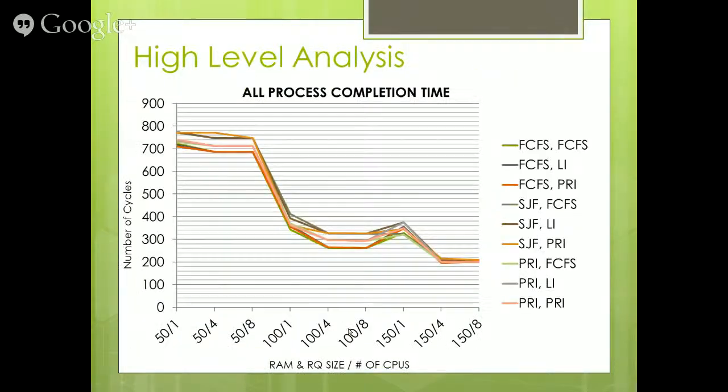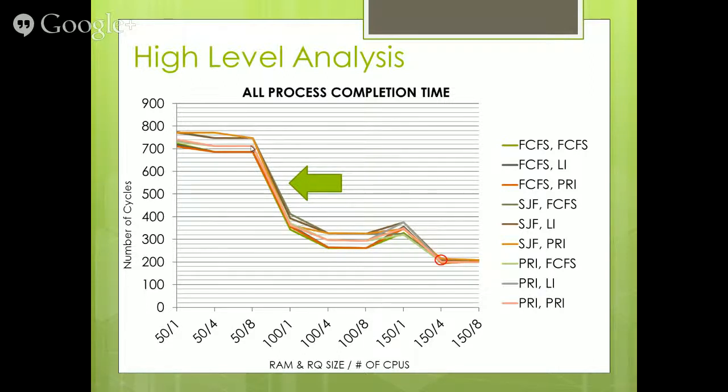The big high-level analysis I did was on the all-process completion timing, the time from 0 to however many cycles it takes to complete all processes. You'll see there are a couple of data points that we really want to touch on here. The first one is this big drop when we go from 50 memory to 100 memory, and you'll see we almost halve our number of cycles.